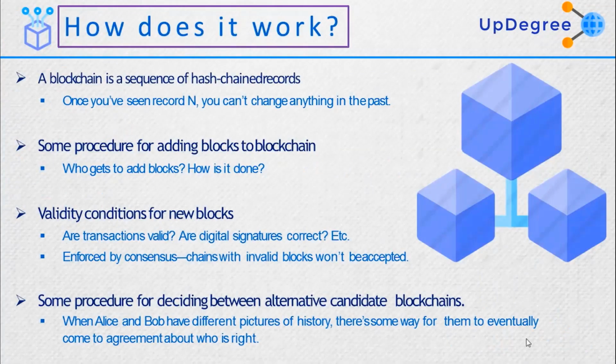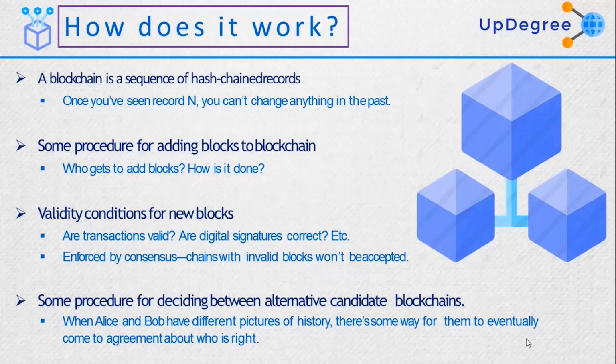Primarily, what is a blockchain? As we have seen, a blockchain is a sequence of hash chained records. That means one block gets linked to other blocks, and it goes one on top of the other, a kind of chain of records. So you have n number of records, and you can't change anything in the past. That means, as we understood, it is immutable.